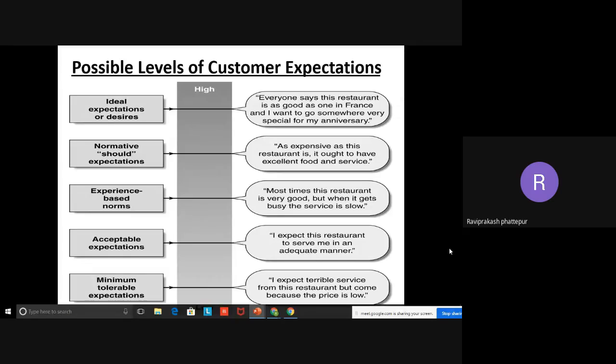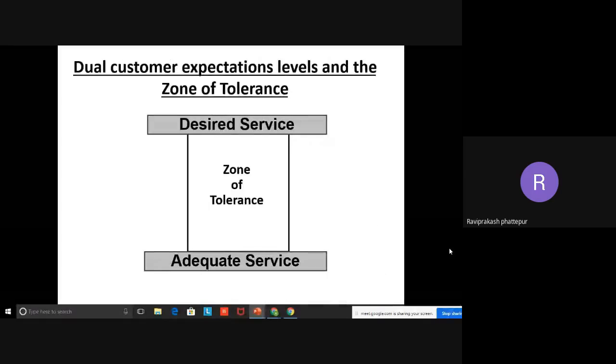So we saw minimum tolerable expectations, then acceptable expectations, experience based norms, normative expectations, that is, it should happen or it should be like that only, that is normative. Then ideal expectations or desires. Next, moving to dual customer expectations levels and the zone of tolerance.